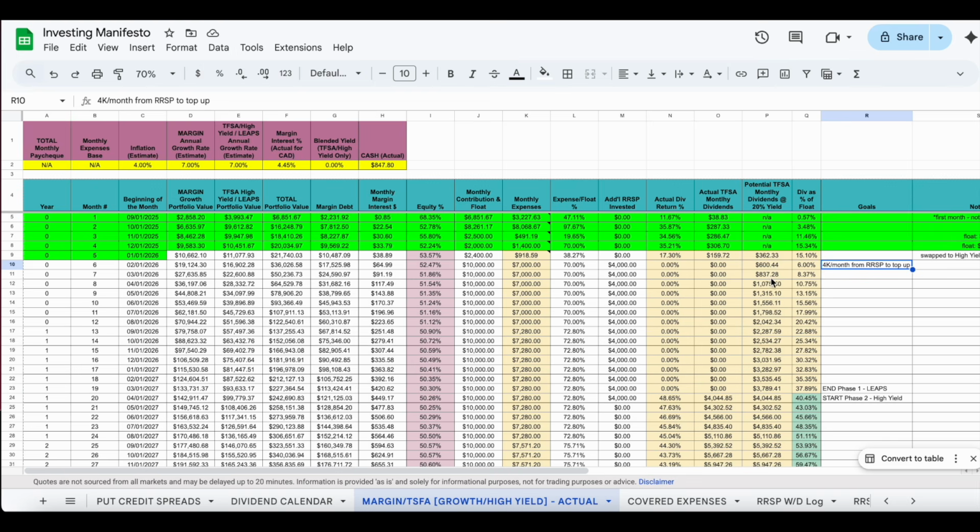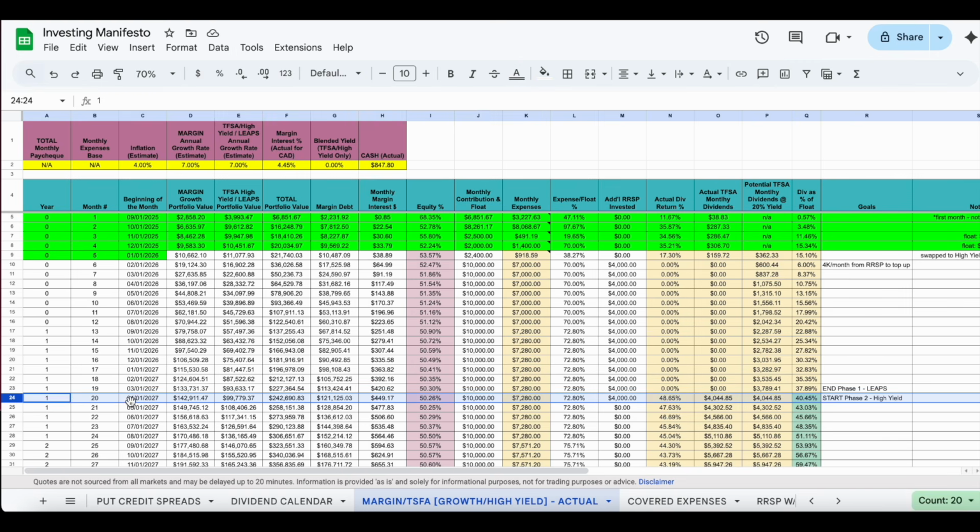This is tracking what would happen if my TFSA was making 20% yield, and that would be my blended, like I'd be trying to get that. So let's say that I'm trying to get to 40% of what I'm depositing, because then, instead of taking from my RRSP, I can start taking from the dividends. So at this point here, which is month 20, which would be April of next year, so about a year and a quarter, we would start to convert 100% of our TFSA value, which is around $100,000, into high yielders, and hopefully make $4,000 a month.